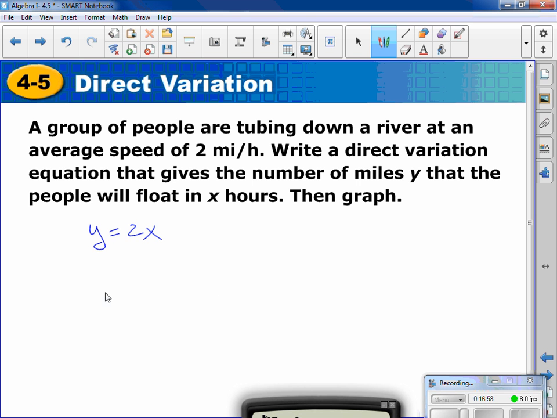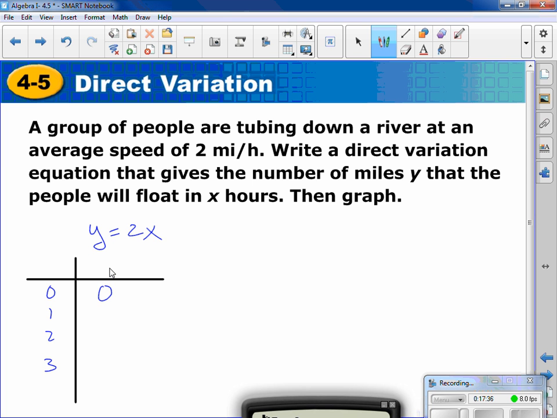I'm going to need the graph. So I'm going to make a table first. I'll just make a little t-chart. 0, 1, 2, 3. After 0 hours, how far did they float? 0. They didn't go anywhere. In every single direct variation problem, 0 has to be 0. If you put in 0 and you don't get 0, you know you don't have a direct variation problem.